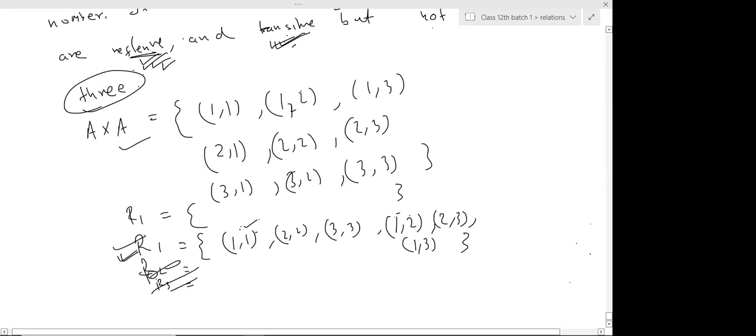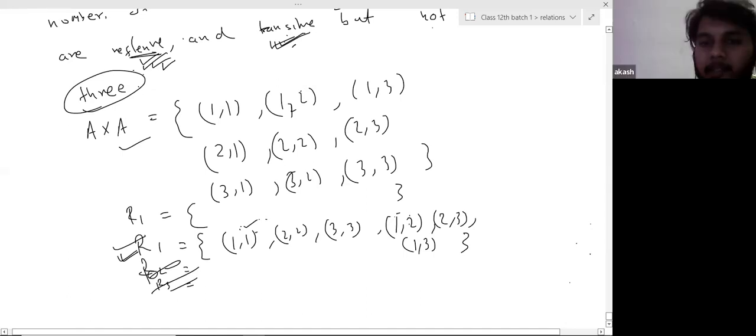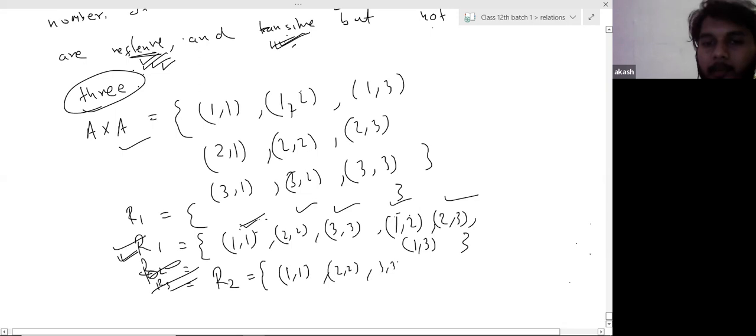So in R1 and R2, we have written these elements. Let's see what elements we can add to this. In R2, we have to write these first five: (1,1), (2,2), (3,3), (1,2) and (2,3), right? And we have to write (1,3) for this to be transitive. Now let's see what elements we can add to this.